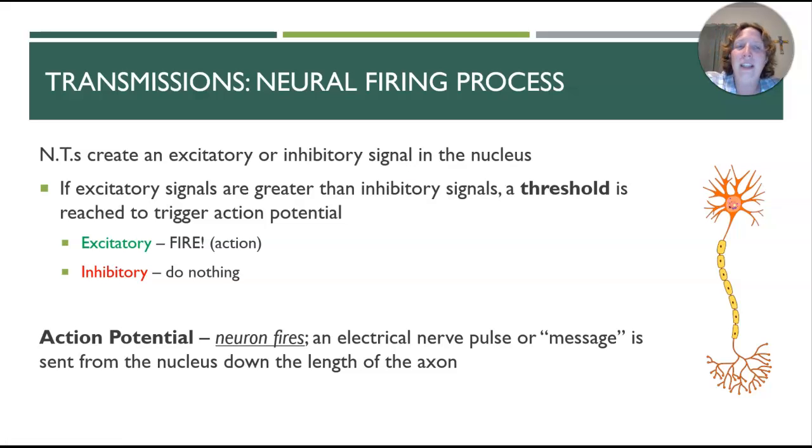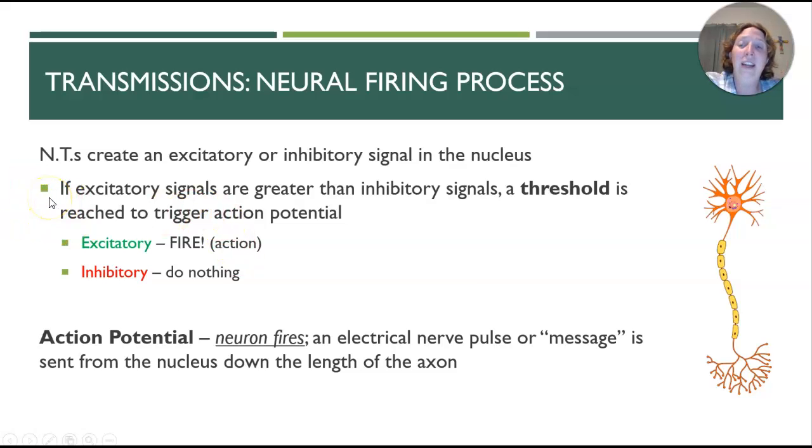And then it goes to that nucleus, and the nucleus will determine, are there more excitatory signals or are there more inhibitory signals? If there are more excitatory signals, it will tell that message to fire, to keep going, take action, and go down the axon and send that message to the next neuron. If there are more inhibitory signals going through, then nothing will happen. That neuron will not continue to send the message. It will just stop doing anything. It will stay at rest.